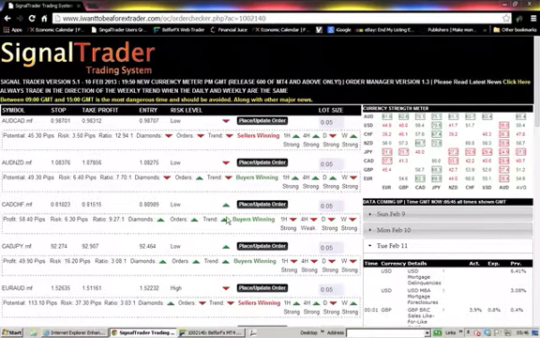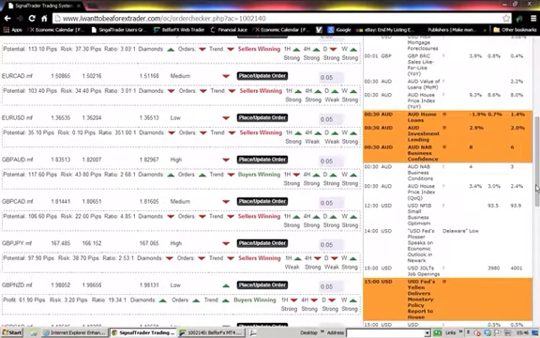Now, sometimes SignalTrader will highlight a trade here. Still, you check it with the currency strength meter. You check it with your charts. You know, this is not a robot. It's designed to allow you to trade and to give you some clues as to what to trade.